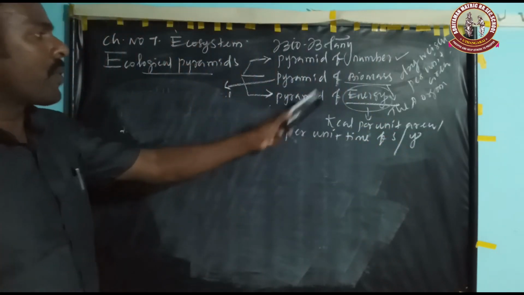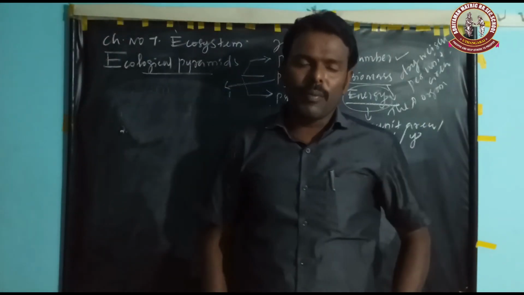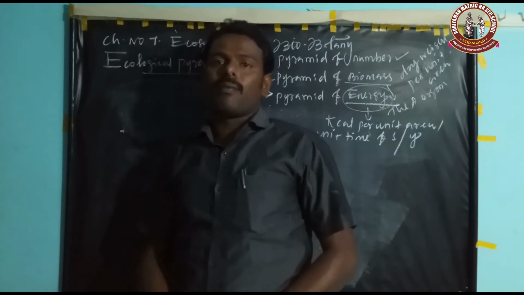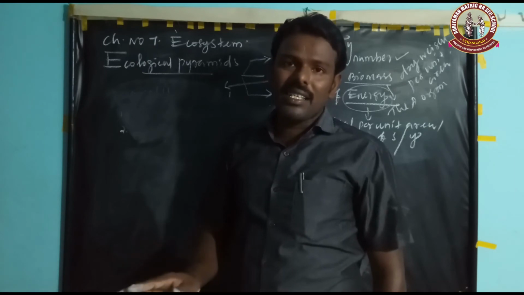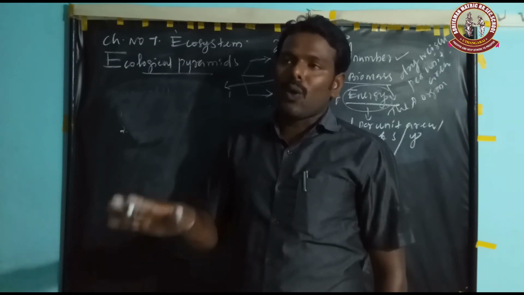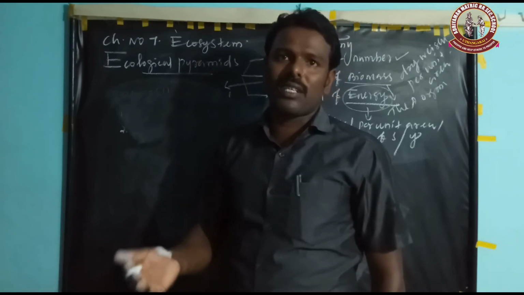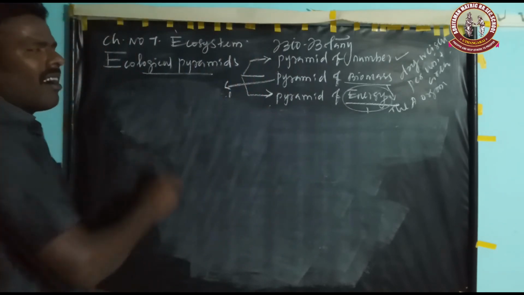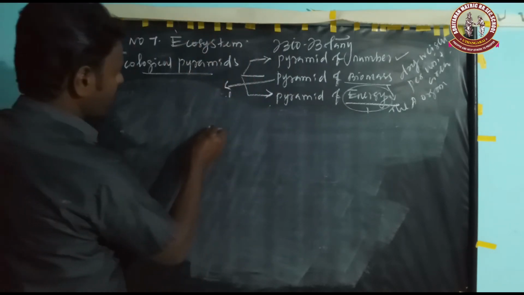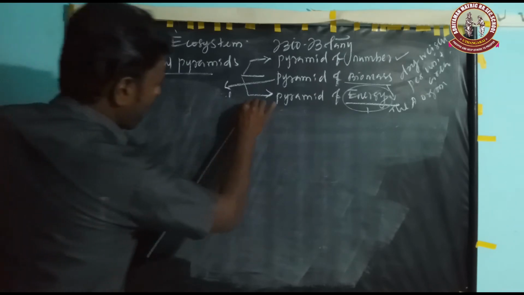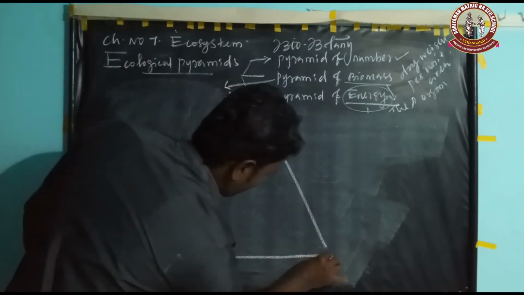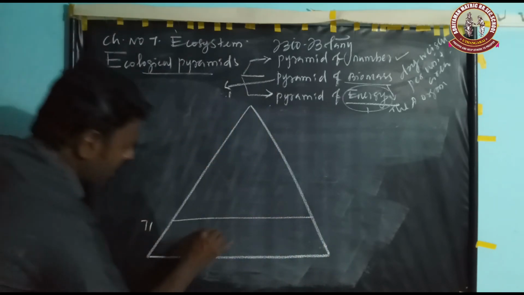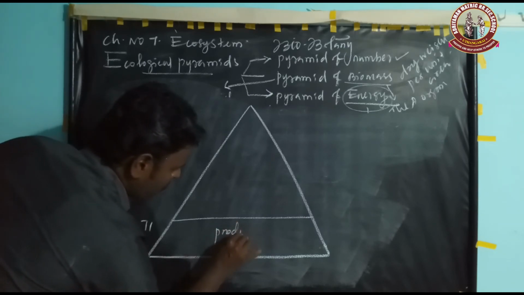So what is called the pyramid of energy? The pyramid of energy is a graphical representation of energy flow at each successive trophic level of the ecosystem. That's why it is the pyramid of energy. So the pyramid of energy is always upright. See, the base of the pyramid is trophic level 1. The trophic level 1 is the producer.